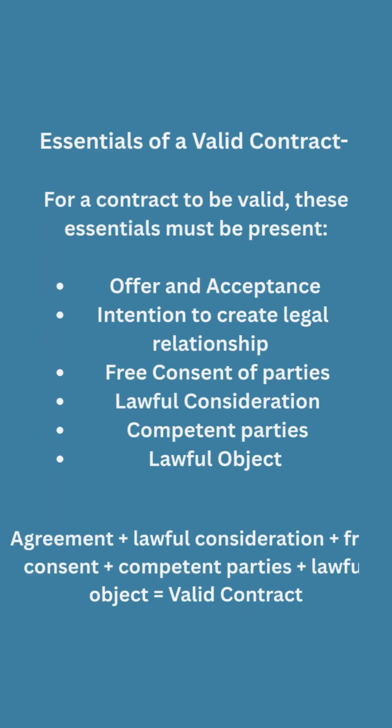The essentials to form a valid contract. The first essential is intention to create a legal relationship. For an agreement to become a contract, the parties must intend to create a legal relationship. This is the reason why social or domestic agreements are not treated as contracts, because there is no intention to create a legal relationship. For this, we can use an example: a promise between friends to meet for dinner is not a contract, right?